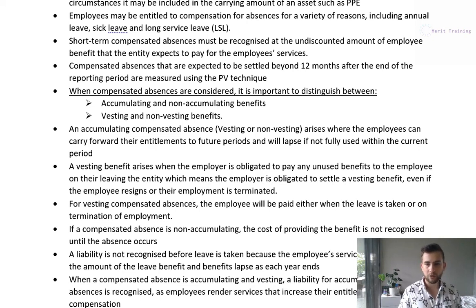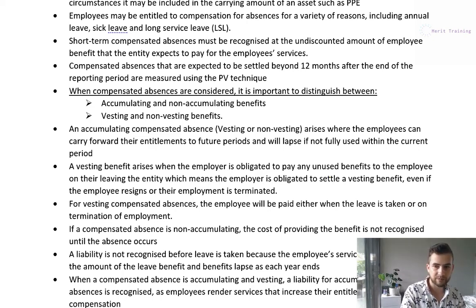Now, an accumulating compensated absence arises where the employee can carry forward their entitlements to future periods and will lapse if not fully used within the current period. Just to clarify, accumulating means that, for example, your sick leave, you get 2 weeks a year, right? If you don't use it, at the end of the year it will accumulate and roll forward to the next year. That would be accumulating. If it doesn't, then it's non-accumulating. For example, if your company's policy is use it or lose it, and you've got 20 days a year, and after that it resets, then it's non-accumulating.